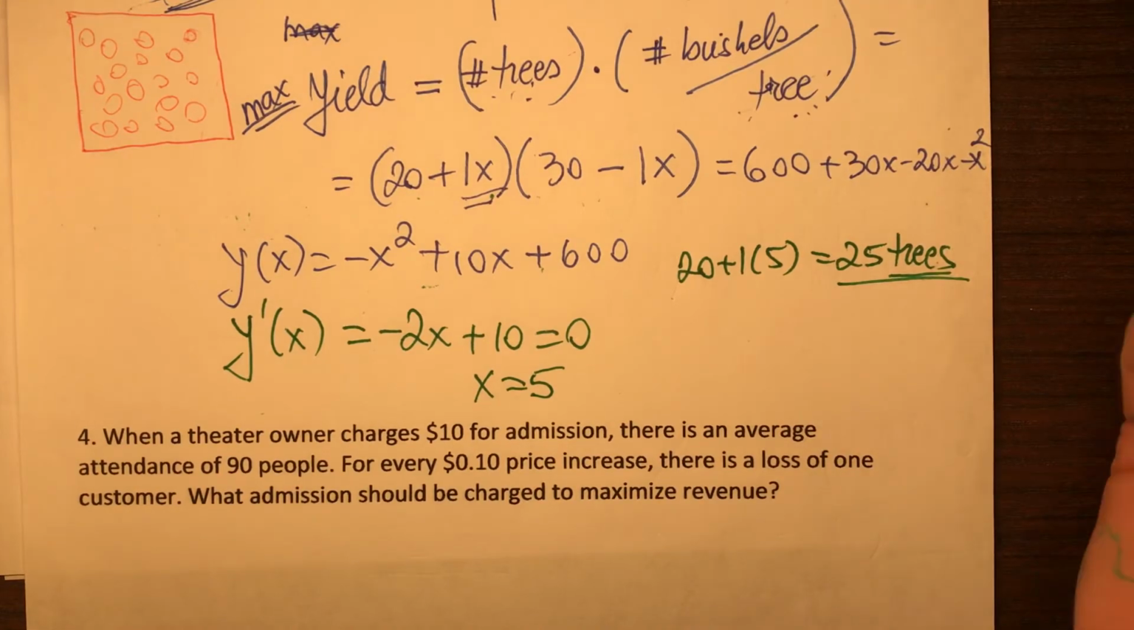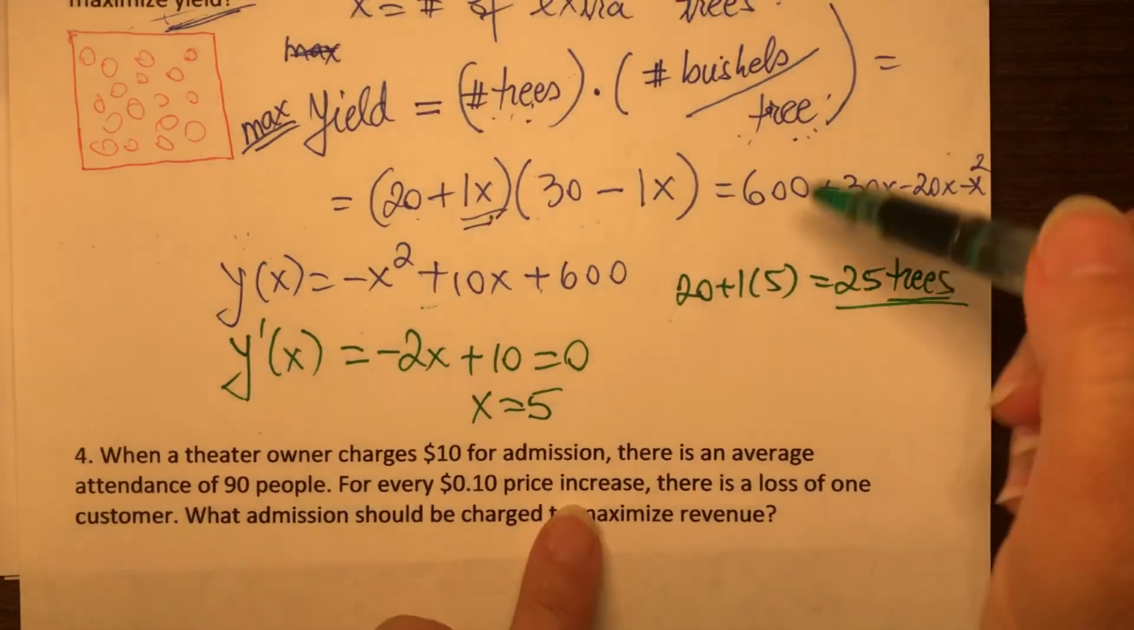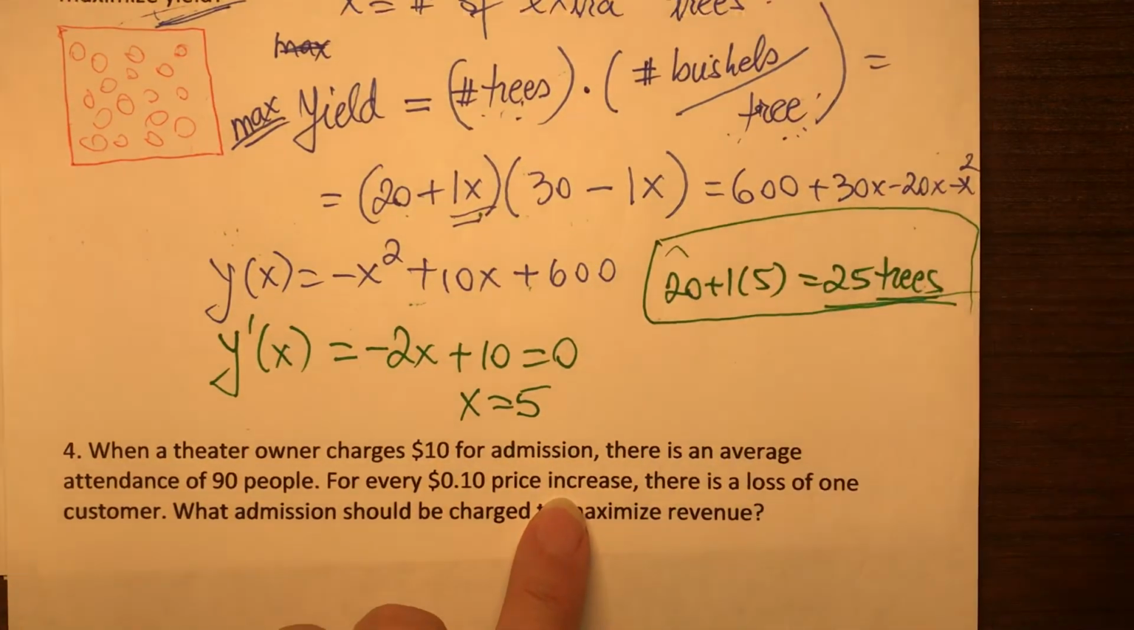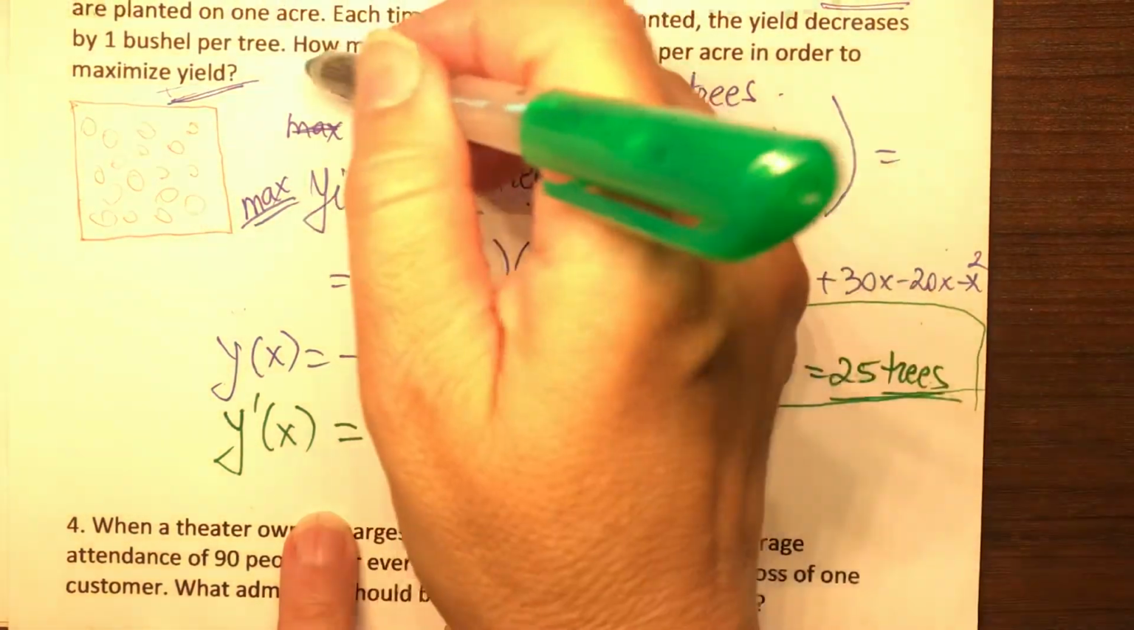And that's it. It doesn't say any more. So it says just how many trees should be planted to maximize the yield. 25 trees. That's it. That's your answer. I'm not asking for more, right? How many trees? That's it.